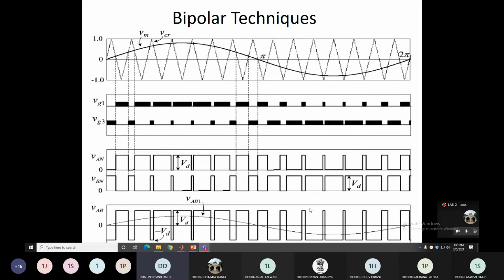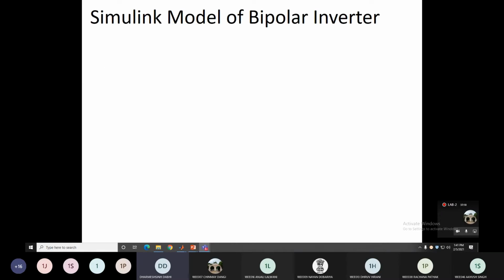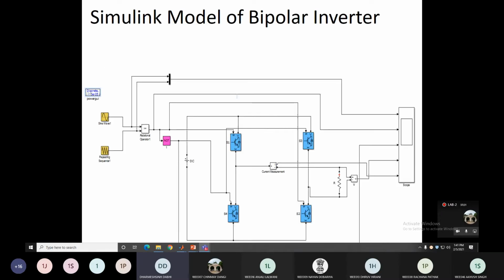So if your output voltage becomes nearer to the sine wave, it means what? The lower order harmonics become less. It means the total harmonic distortion from the lower order harmonics reduces, but the higher order harmonics increase. So let's now check which higher order harmonics are present in this bipolar technique, and let's see the MATLAB simulation of this.